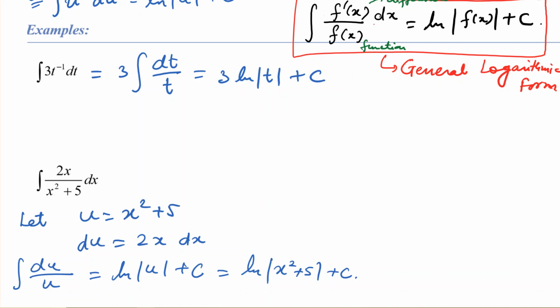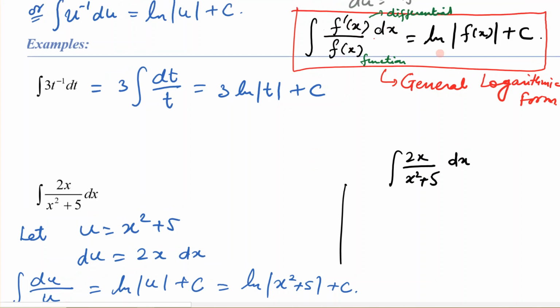You could have done the same problem by using our shortcut method, by recognizing this form: the reciprocal of a function times the differential of the function, so that integral is equal to ln of the function plus c. In this case, we notice this is our function, and on the top we have the derivative of the function, so the differential of the function.